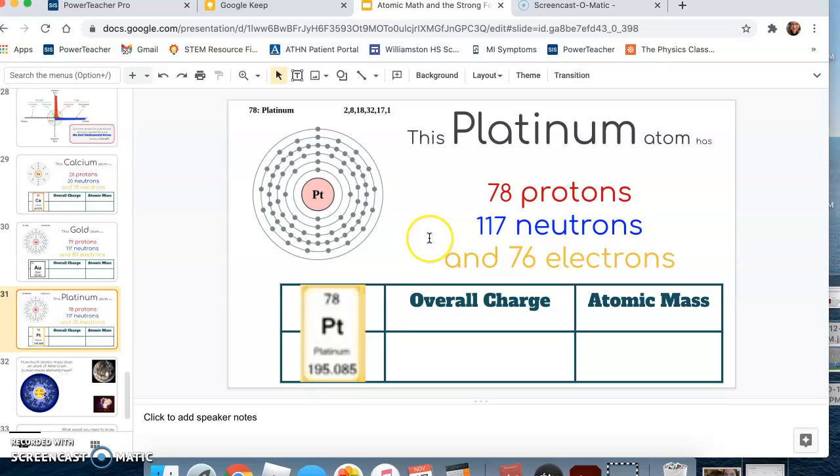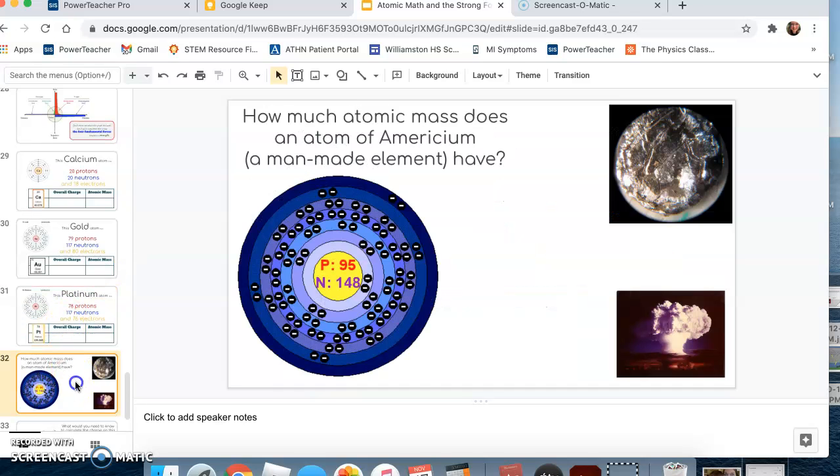So platinum is actually right next to gold on the periodic table of the elements. It has 78 protons, 117 neutrons, and 76 electrons. So the atomic mass is going to be 195 atomic mass units, which you can also see down here. Sorry, these are blurry. And then if we have 76 electrons and 78 protons, that's going to be a +2 charge.